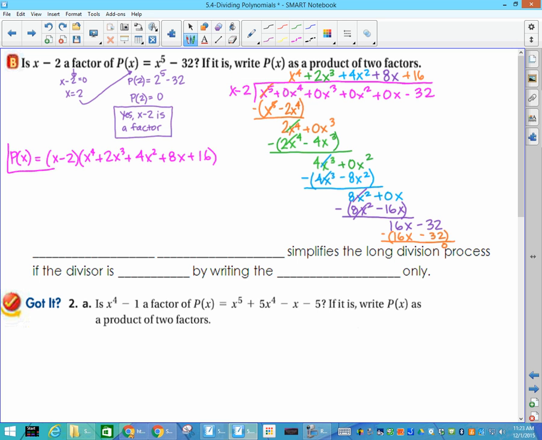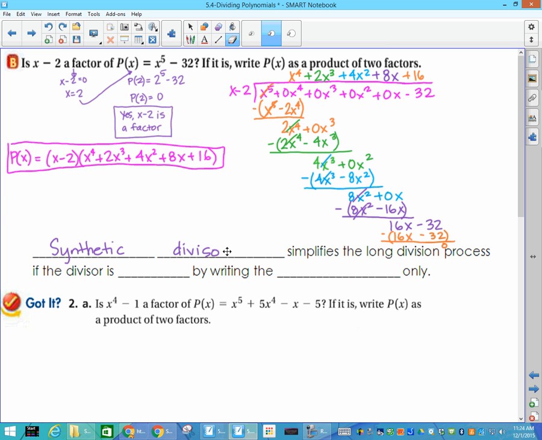So now I have written it as a product of two factors. Okay? Now, you can understand that this is a very long process and could take a long time. So we have this wonderful thing that we can do in math, and it is called synthetic division. What it enables us to do is simplify the process of long division, only if your divisor is linear, and y'all know that means the exponent on it is 1. And we simplify this process by writing the coefficients only.